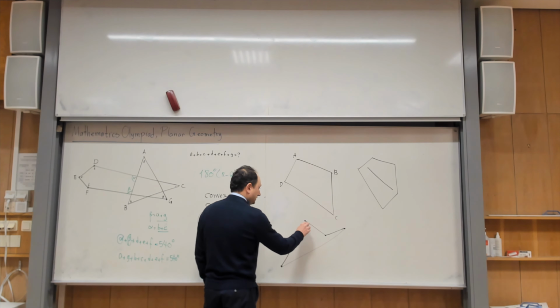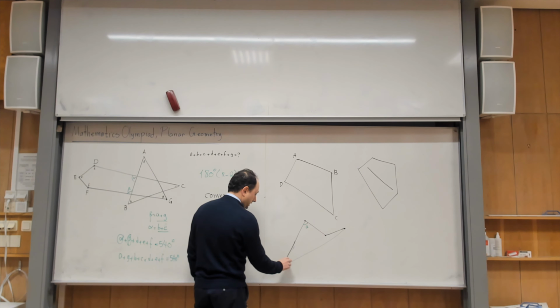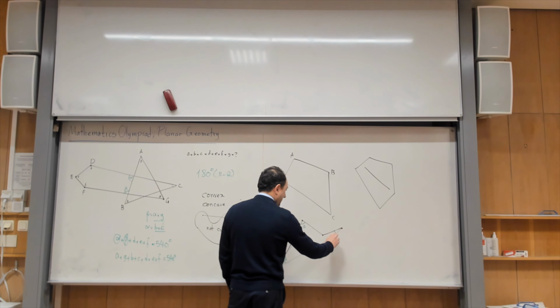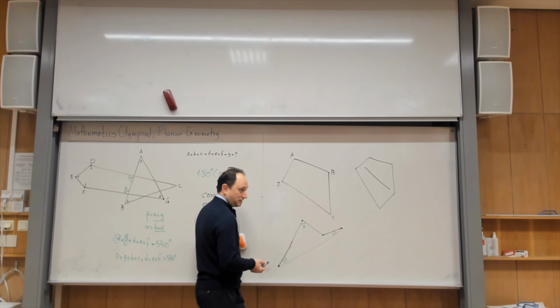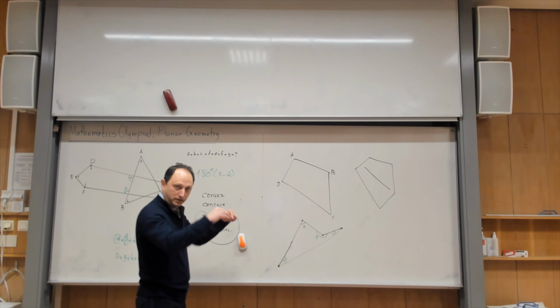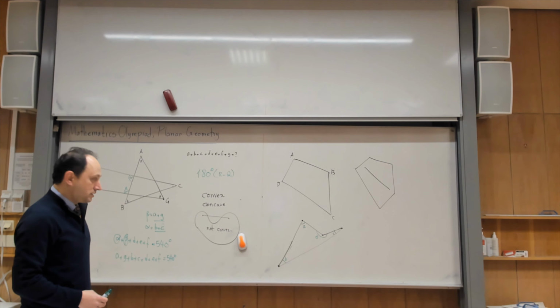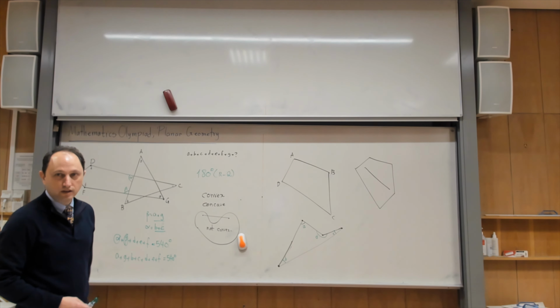So this angle, let me call it A. This angle, let me call it B. This angle, let me call it C. And hopefully you agree with me which angle I should call D. Yes, this bigger angle. These are angles interior to this quadrilateral. What is the sum of these? Yes? 360. It's again 360 degrees.